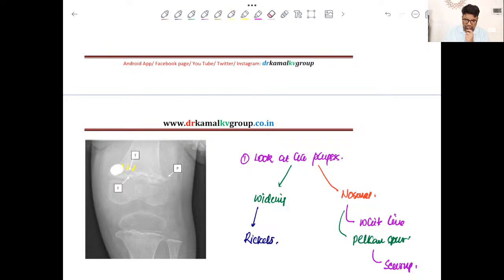So you can see three things here: Trummerfeld zones. This is the Trummerfeld zone, this is the Pelkan spur, and this is Frankel's white line, right? These three keywords are just to help you in getting the answer. You can see the Pelkan spur, something like this. Anyway, this should be the approach when you want to differentiate rickets from scurvy, right?